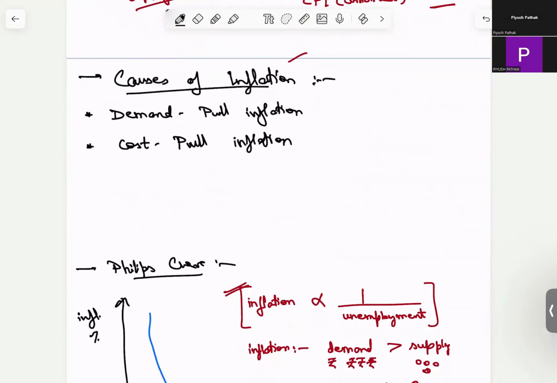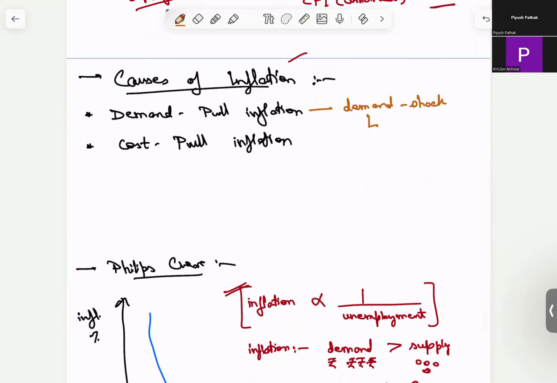Now about the causes of inflation. There are two kinds of causes. The first is demand pull inflation. This is when inflation is pulled by a demand shock. Now how does that happen? Let us see what the underlying reasons for it are.